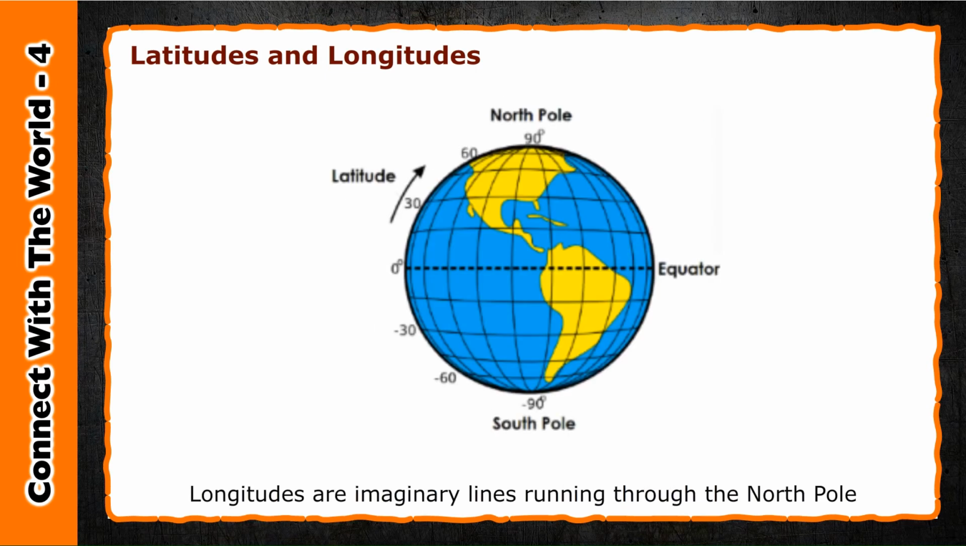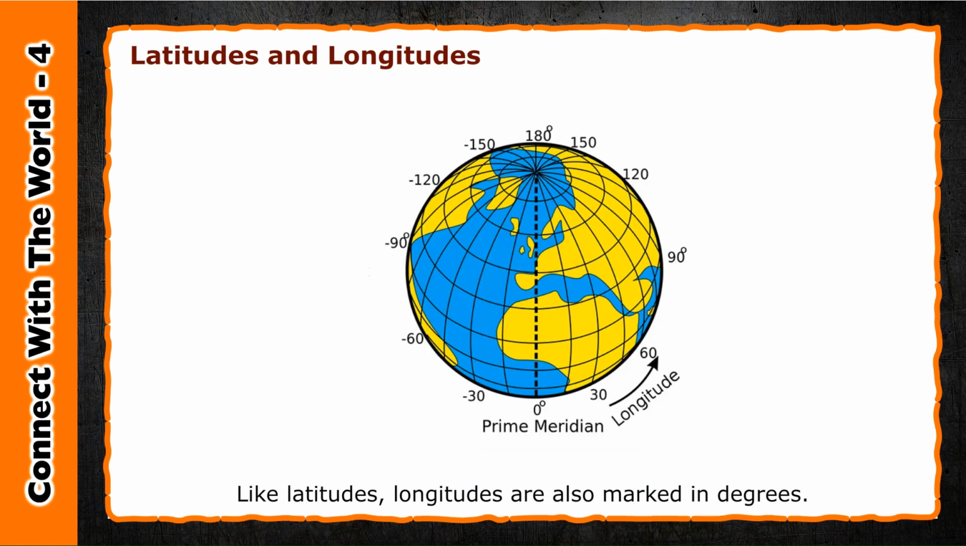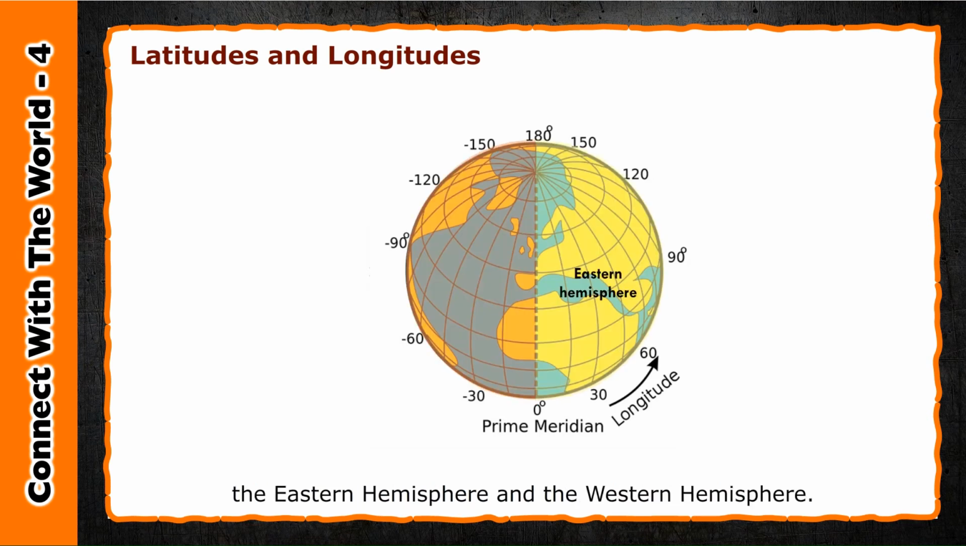Longitudes are imaginary lines running through the North Pole and the South Pole. They are also called meridians. Like latitudes, longitudes are also marked in degrees. The 0 degree meridian is known as the prime meridian, which runs through Greenwich, a place near London. It divides the earth into two halves, the eastern hemisphere and the western hemisphere.